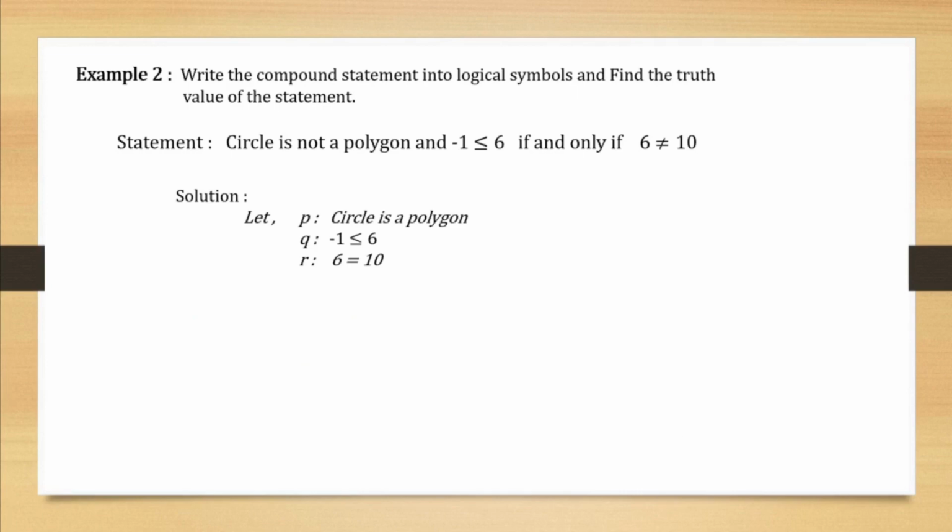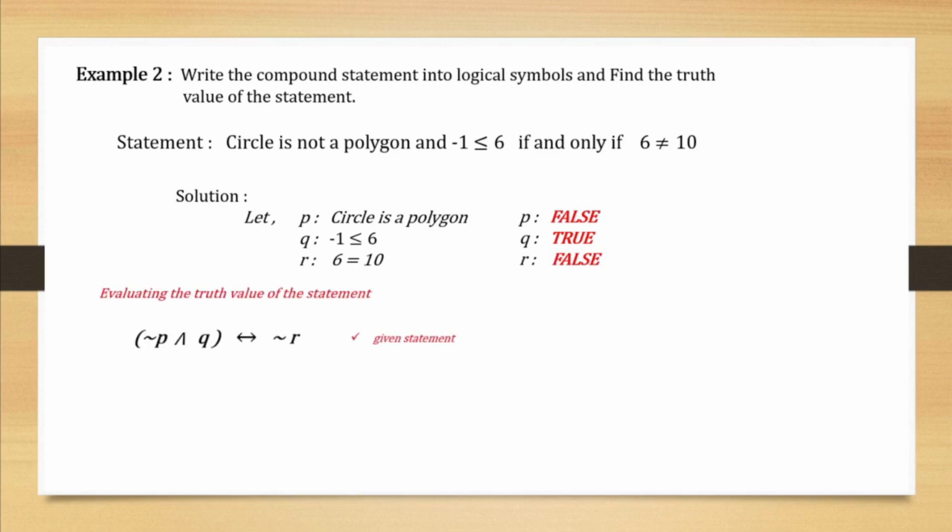And now let us evaluate the truth value of the statement: circle is not a polygon and negative 1 is less than or equal to 6 if and only if 6 is not equal to 10. So let us identify the truth value of proposition P. Circle is a polygon, which is false. Proposition Q, negative 1 is less than or equal to 6, which is true. And proposition R, 6 is equal to 10, is false.